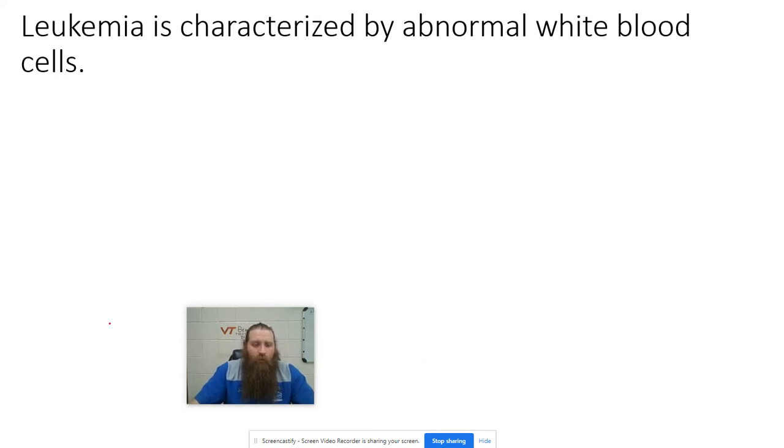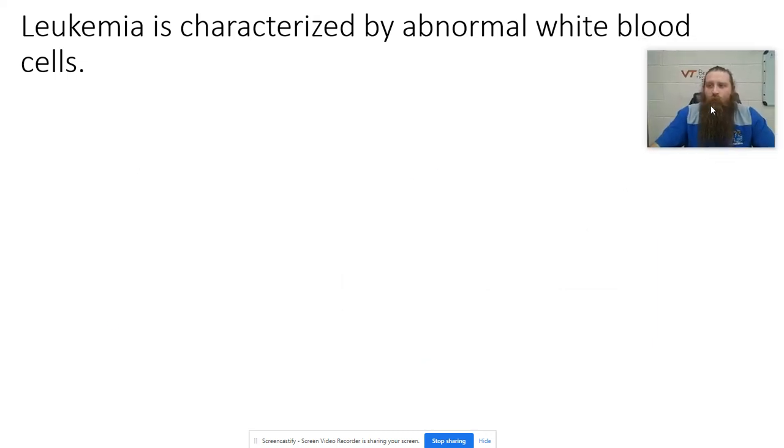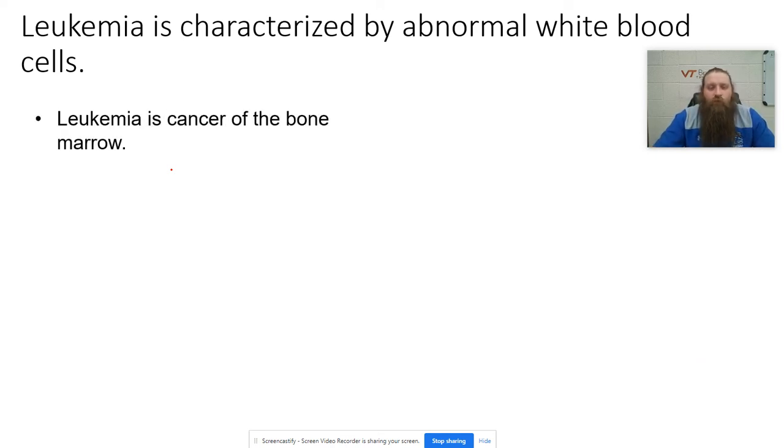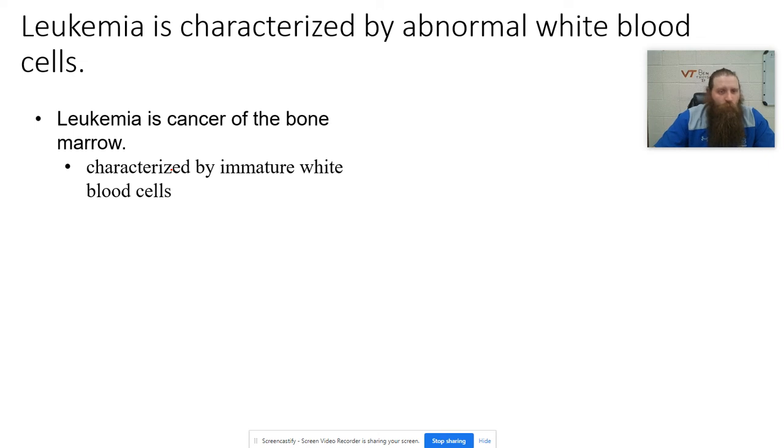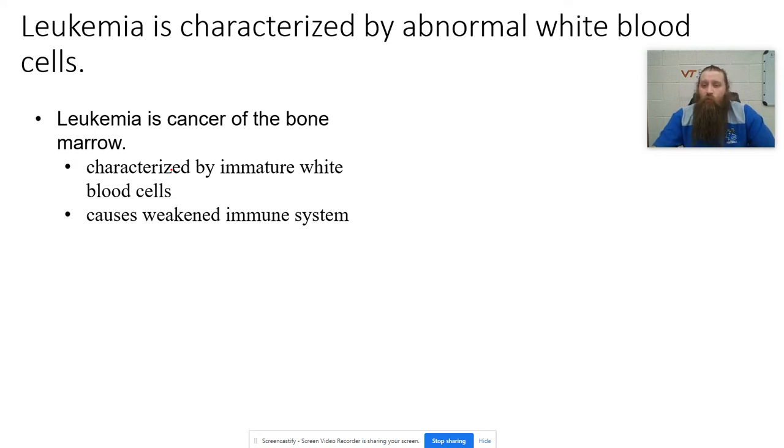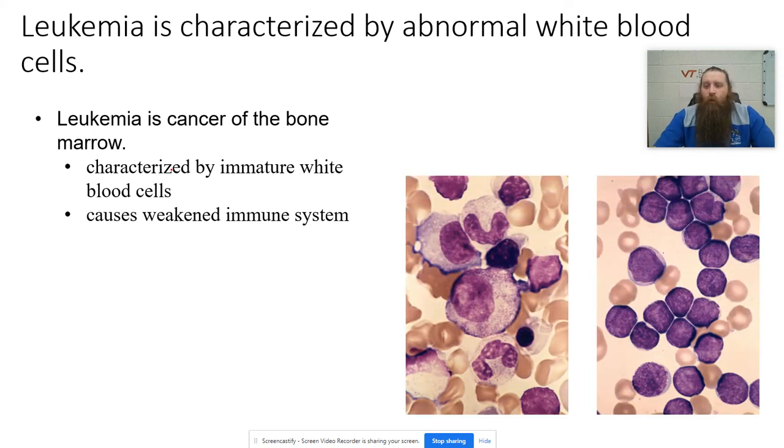Now, leukemia is another example of an issue with the immune system. So if you have abnormal white blood cells, that can lead to leukemia. This is caused by cancer of the bone marrow. It means you end up with a bunch of immature white blood cells in the body, and that gives you a weakened immune system. They're not mature, so they're not doing their job.